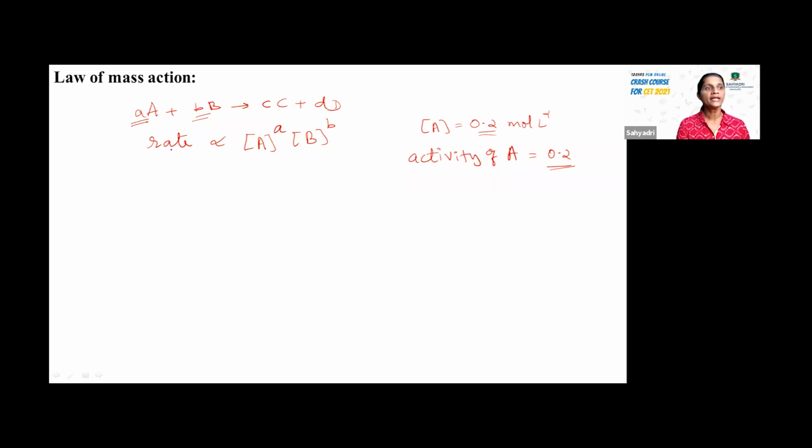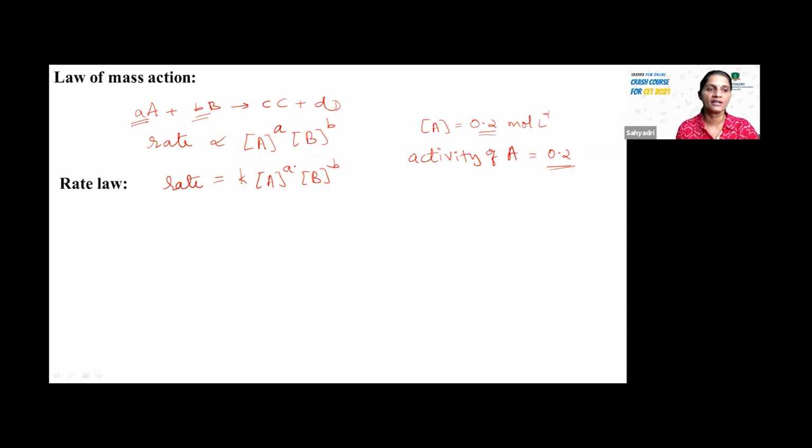Now, the rate of the reaction is equal to, when we remove this proportionality symbol, k into concentration of A to the power a into concentration of B to the power b. Now, this is true only for an elementary reaction. For a complex reaction, it is not correct. What is an elementary reaction? One which takes place in one step. If it takes place in multiple steps, it is a complex reaction, and then this is not applicable, clear? The power raised may or may not be equal to the stoichiometric coefficient in a complex reaction, correct? Okay, so this is the law of mass action.